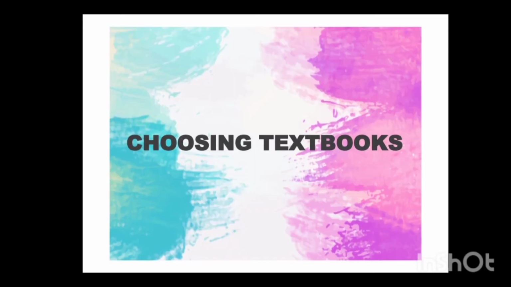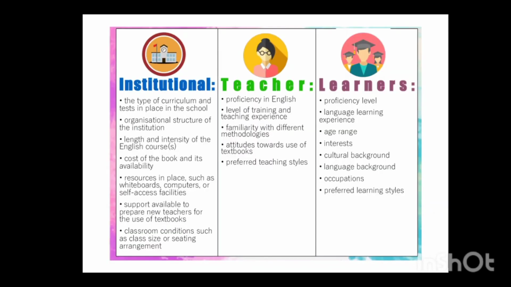And this is how to choose a textbook. Okay, in order to choose a textbook, we have to analyze the needs of 3 factors. We can analyze it from the institutional side, and then we can analyze it from the teacher side, or we can analyze it from the learner side. It will be good if we can analyze it for those 3 factors.